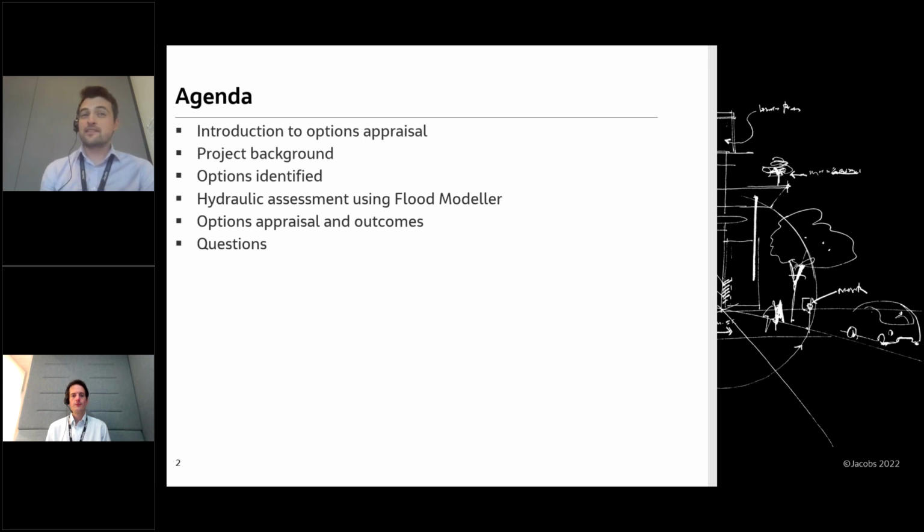And the background to that project, the problem that we were trying to solve, and then the options that we identified to try and solve that problem. We'll then get into the real nuts and bolts of this and look at how we completed all the hydraulic assessment of those options using Flood Modeler, before rounding it all off with a look at the outcomes of the appraisal and how we've taken the scheme forward since. And then there'll be an opportunity at the end for questions.